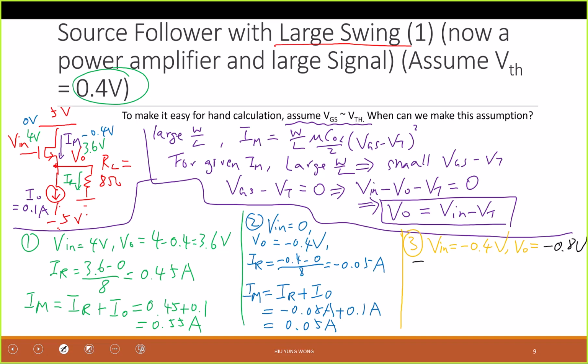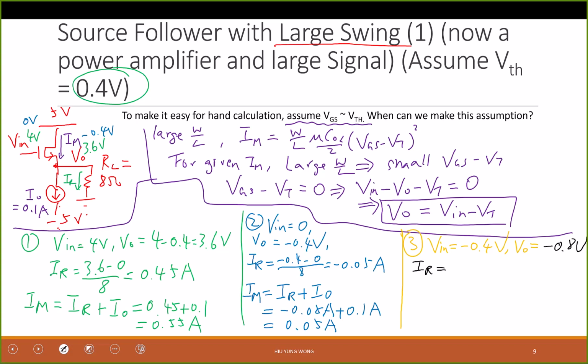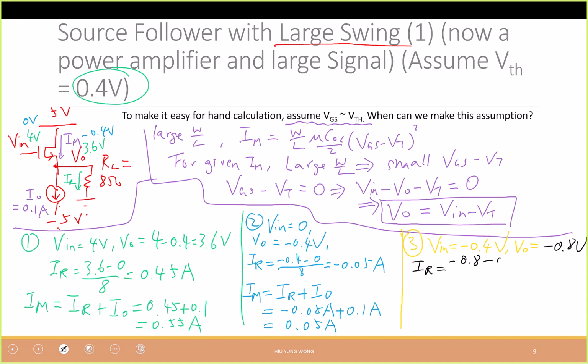Then what is the IR? I want you to tell me how to calculate IR. Again, IR is pointing down, right? IR is here. So how do you calculate IR? By Ohm's law? No. Minus 0.8, minus 0. I hope you follow this, right? Do not make mistakes. What is this?